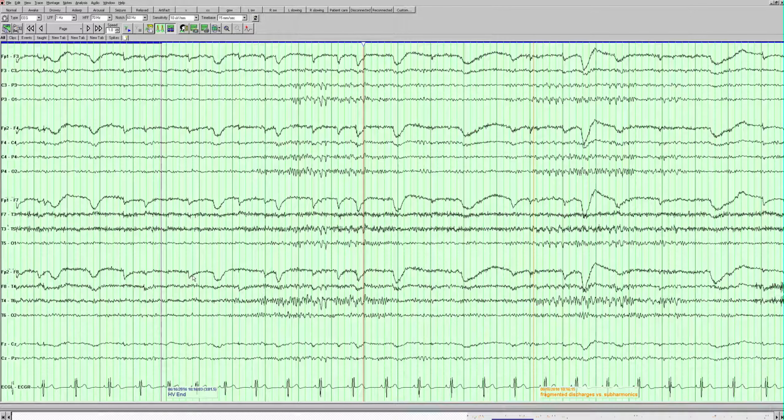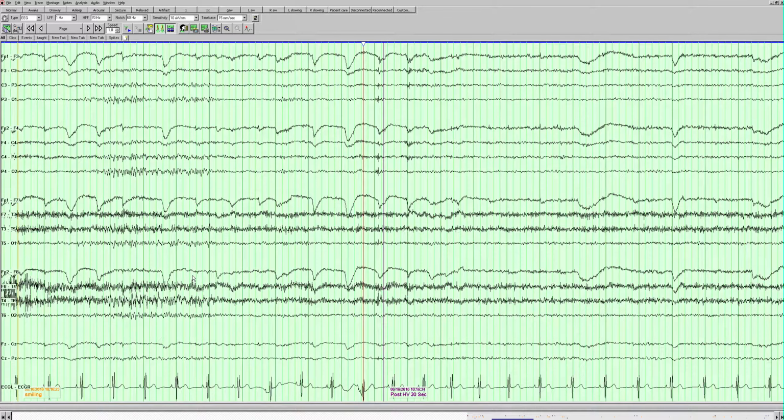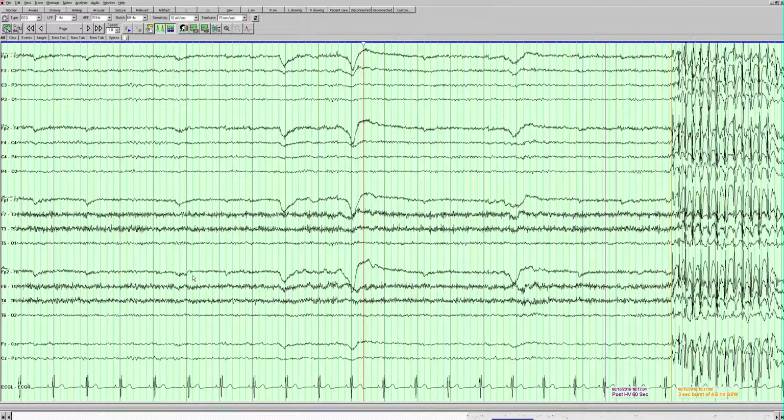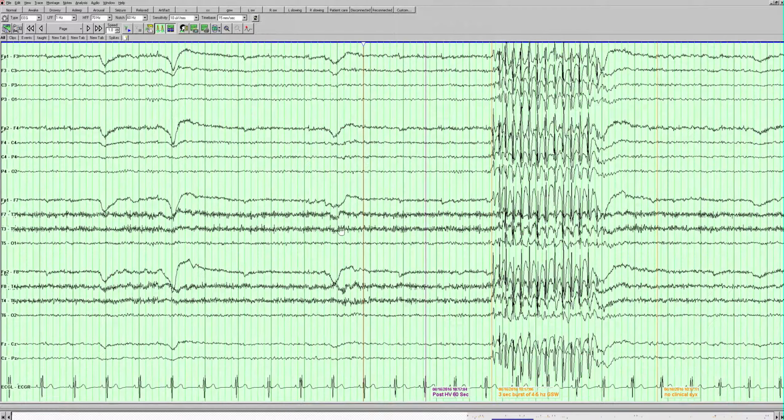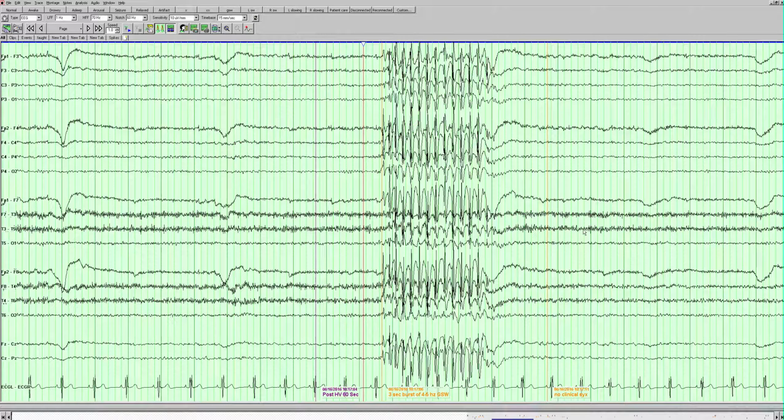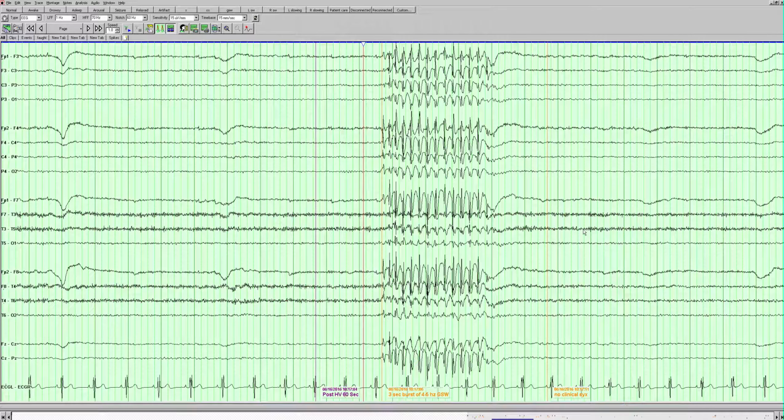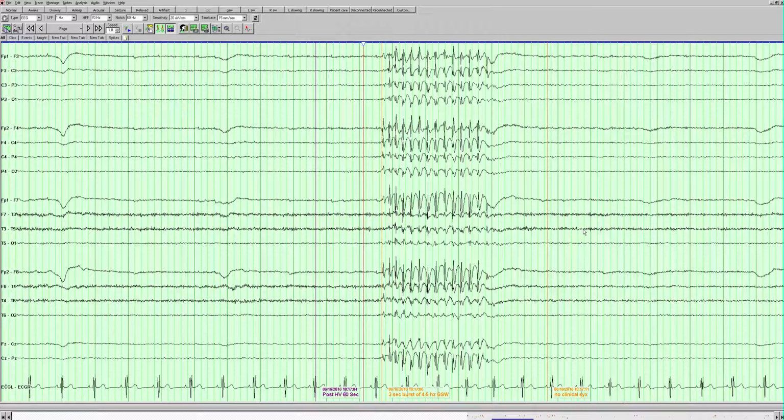Okay, and as we keep going forward, we see more eye blinks. Now, she did have that burst during hyperventilation, and that is more characteristic of the generalized epilepsies. And here's another burst here. It's very paroxysmal. Again, it looks like there's maybe a right-sided lead in here.